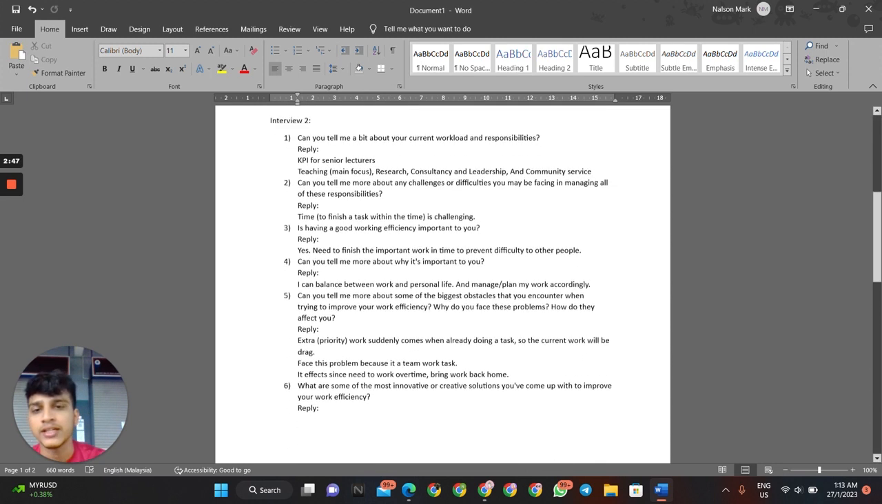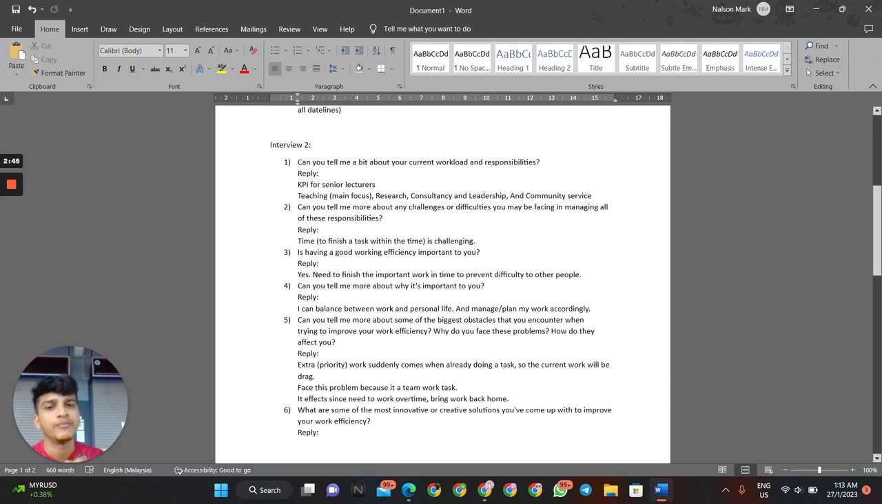On the second lecturer's interview, when asked about the current workload and responsibilities, she said that as a senior lecturer, she needs to commit to the KPI, the Key Performance Index, which consists of teaching, research, consultancy, leadership, and community service. Teaching is the main focus, a big scope in her responsibilities. And I asked about the challenges or difficulties she faces in managing all these responsibilities.